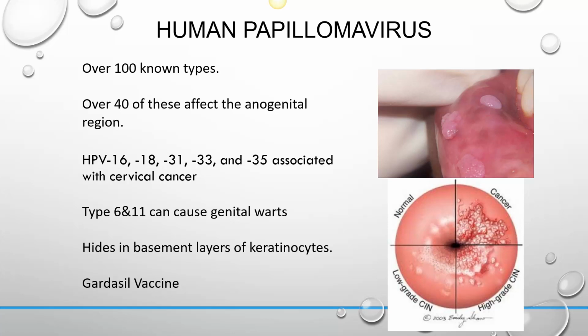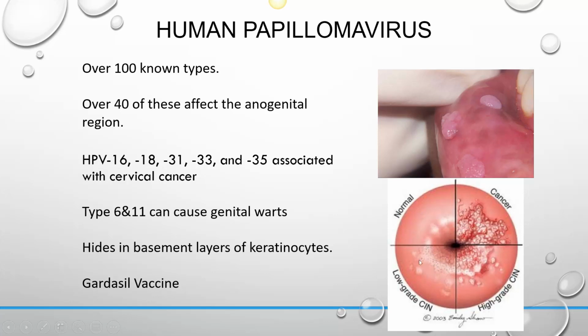This hides in the basement layers of the keratinocytes, so the bottom layers of your skin cells. And with the genital warts, when you want to remove a wart, you have to actually remove all the way down through all of the layers of the skin in order to successfully treat a wart infection. So you have to burn deep into the skin. And there's different methods of removing the wart, but with the cancer, again, you have to cut out and remove all of the layers of the skin in the infected area.